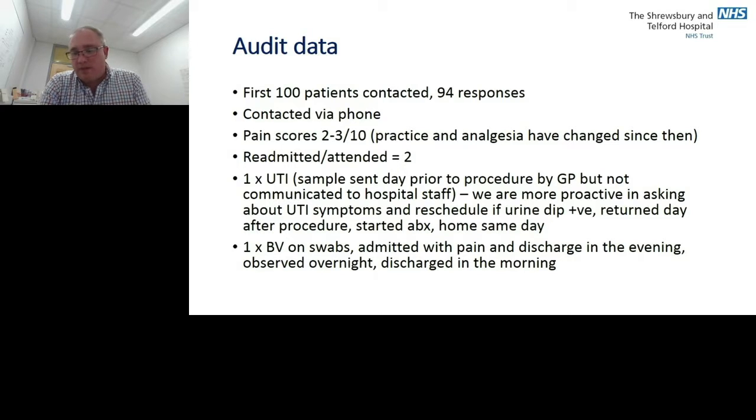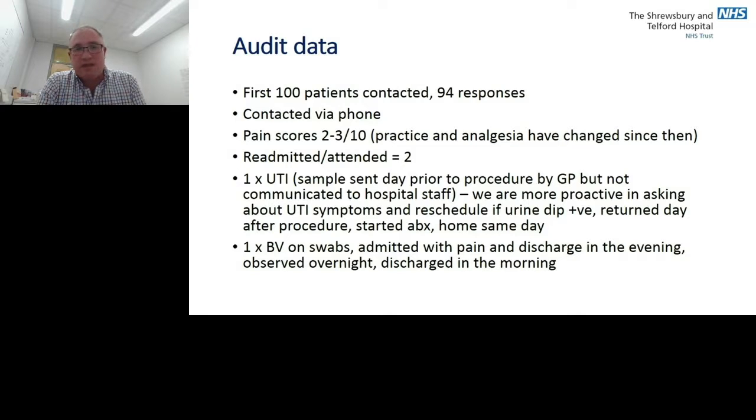One patient had a urine sample sent by the GP a day prior to the procedure, but hadn't let us know, and returned with some pain and discomfort, had a positive urine dip, and then an MSU, a urine sample, confirmed a urinary tract infection from a day prior to having the NovaSure, so she went home the same day with antibiotics. One other lady was admitted later in the evening after the procedure and was observed overnight and discharged in the morning. And the only positive finding was bacterial vaginosis on one of the swabs.